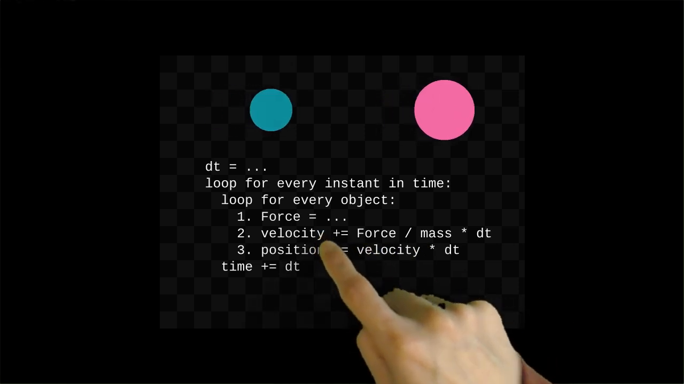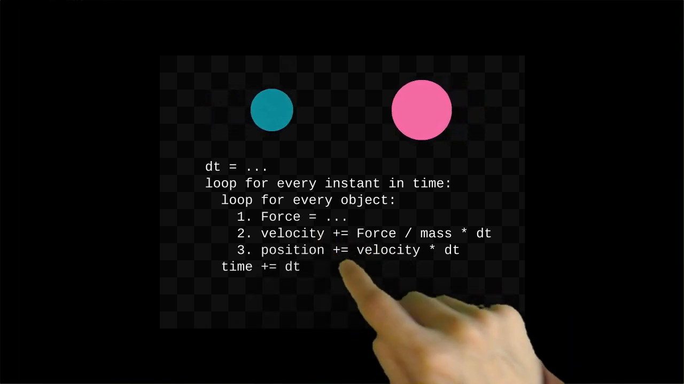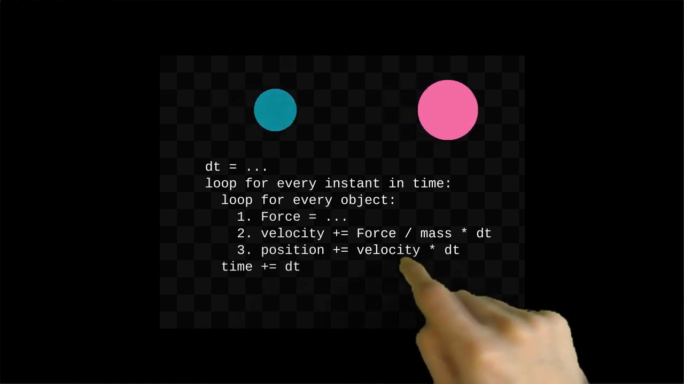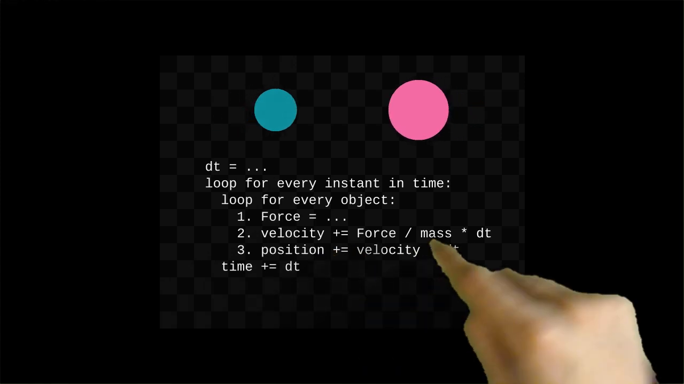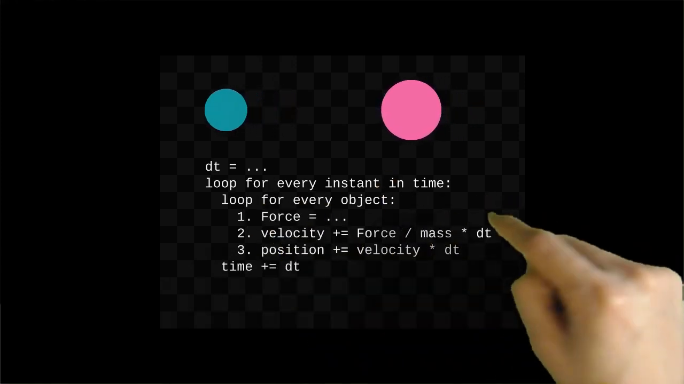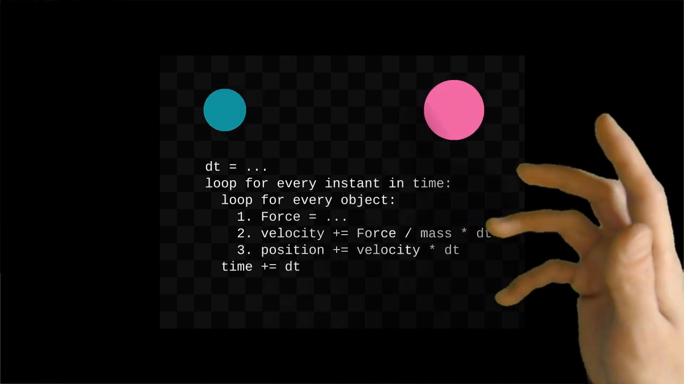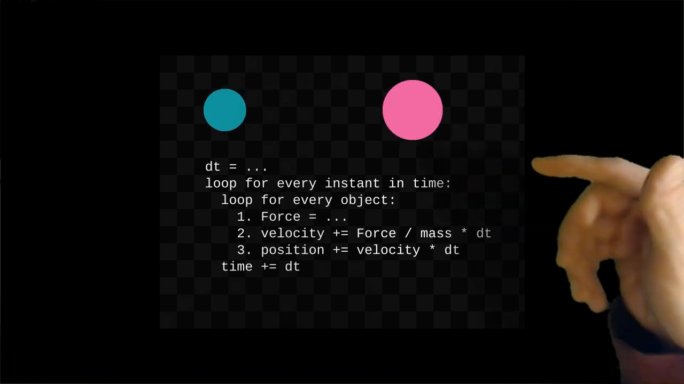And then we take that quantity and we add it to our object's velocity. And then we take that velocity that we just modified, we multiply it by our time step, and we accumulate it into position. We add it into that object's position. And we do this once for the blue object, and we do it once for the red object. And that's it. That is the simulation. That is how the universe works, right here.